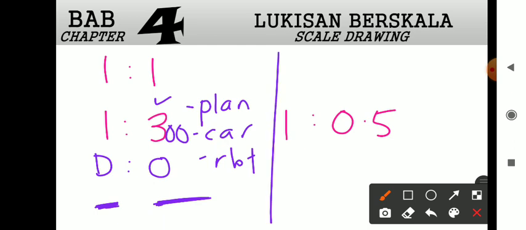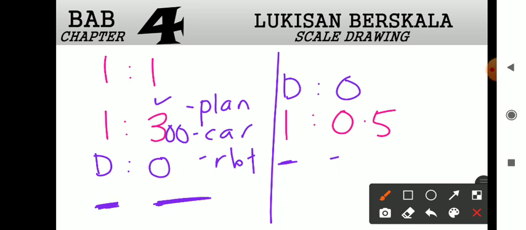1 to 0.5. So you see, always remember this formula. So 0.5 is your object. It means when you draw 1 cm on paper, originally it is only 0.5 cm. So you are drawing it larger. Why draw larger? Give me an example of apa-apa that you want to draw larger.